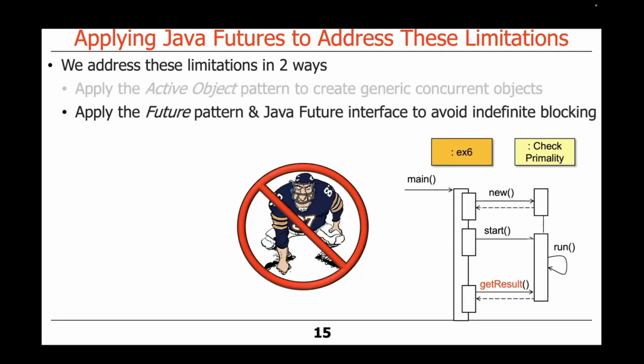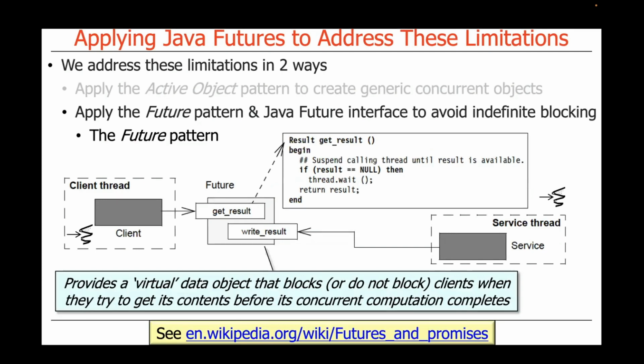The other thing we're going to do here is apply the future pattern as well as the Java future interface to avoid indefinitely blocking the client, the calling thread, because that's going to be undesirable, of course. The future pattern also appears in the Pattern-Oriented Software Architecture books, in particular Volume 4. The future pattern's intent is to provide a so-called virtual data object that either blocks or does not block clients when they try to get the contents of the object before its concurrent computation completes asynchronously. So that's the pattern. We'll talk more about that pattern and walk through some examples shortly.